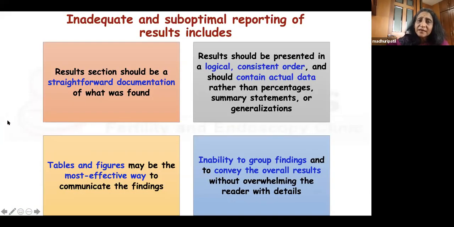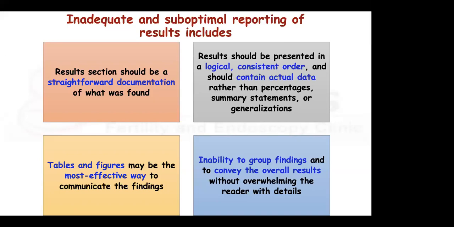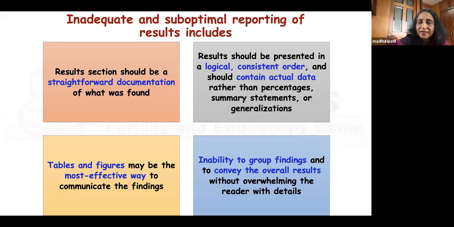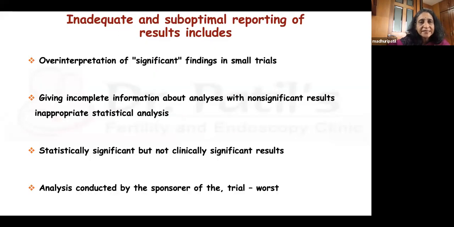Then there could be inadequate or suboptimal reporting of the results. The results section should be a straightforward documentation of what was found. Results should be presented in a logical, consistent order and should contain actual data rather than percentages, summary statements, or generalization. Tables and figures may be the most effective way to communicate the findings, and to group findings and convey the overall results without overwhelming the readers with details.